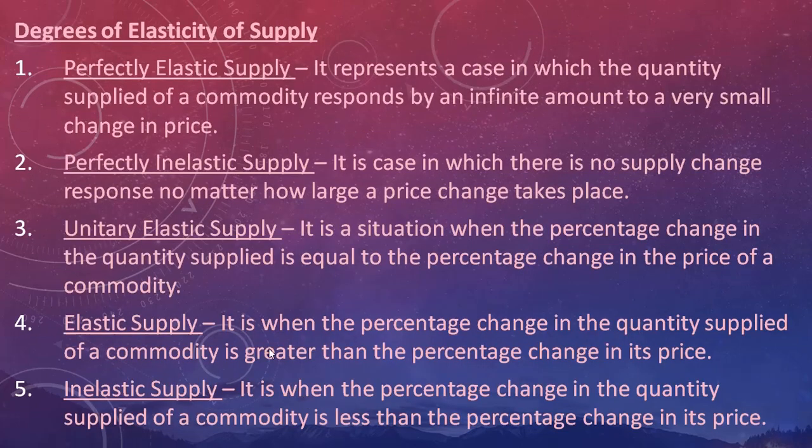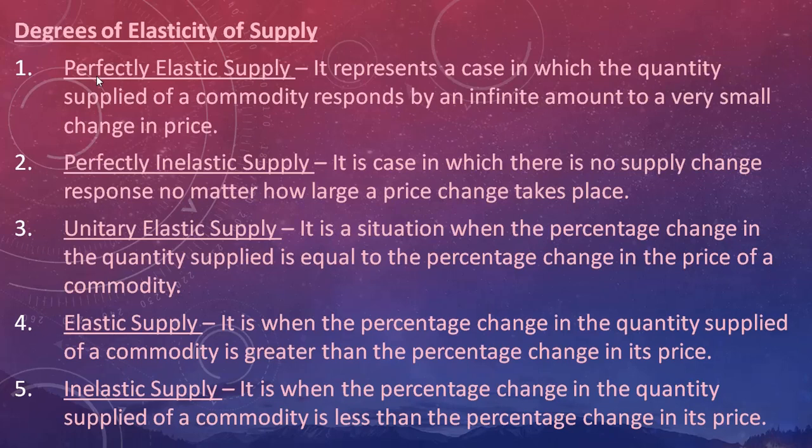Now the degrees of elasticity of supply. Perfectly elastic is a situation in which a small change in price can bring an infinite change in the quantity supplied. It is a case in which the quantity supplied of a commodity responds by an infinite amount to a very small change in the price. So if there is a small change in the price, the quantity supplied will be very highly elastic, which means it is perfectly elastic.